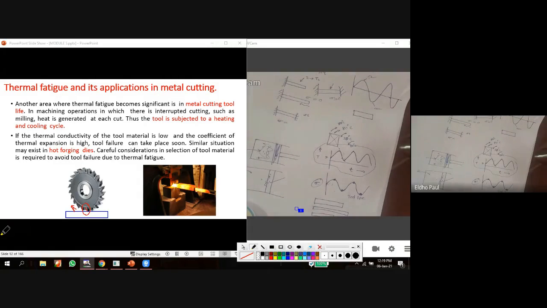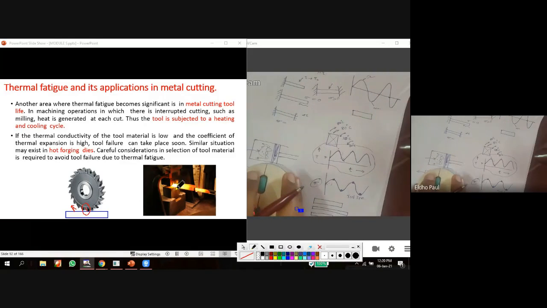And similarly, another one, the hot forged dies. See these hot forged dies. This one is a forging die, and this is the bottom forging die. During the pressing process or hammering process, these dies are in contact with the very hot workpiece material. And after this pressing process, what happens? These dies are in contact with the atmospheric air.